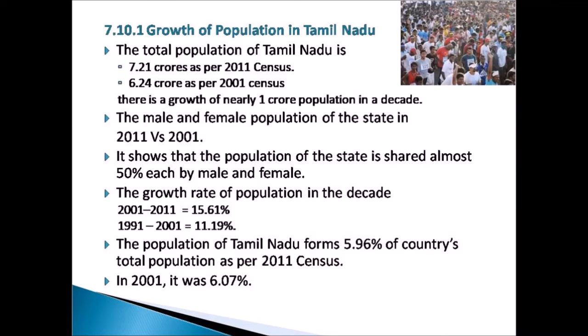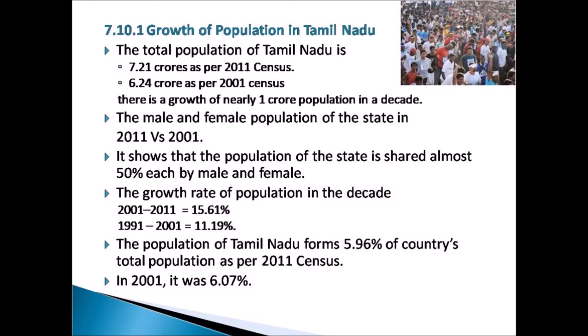The total population of Tamil Nadu is 7.21 crore as per the 2011 census. Census means a survey based on population. So as per the census conducted in 2011, the total population of Tamil Nadu is 7.21 crore. As per the census conducted in 2001, the population of Tamil Nadu was about 6.24 crore. So you can see that there is an increase in population of nearly 1 crore in a decade. A decade means a period of 10 years. So in a period of 10 years, the population has increased by about 1 crore.